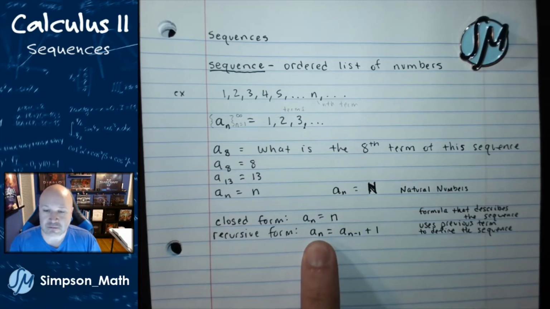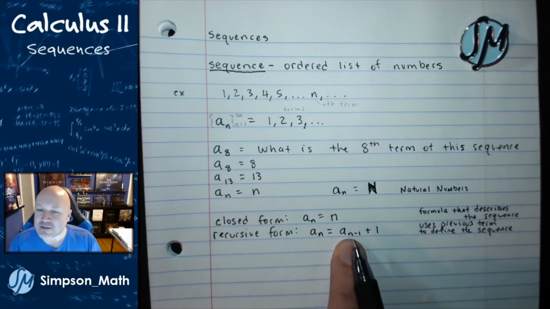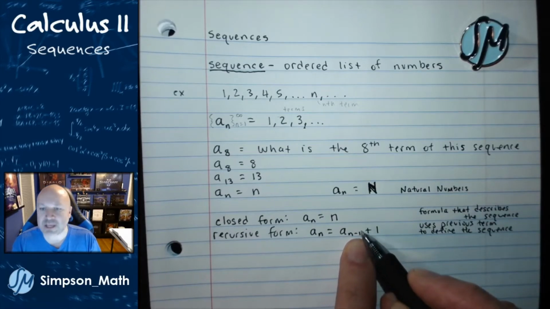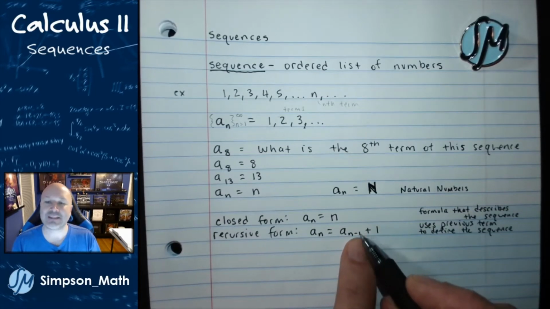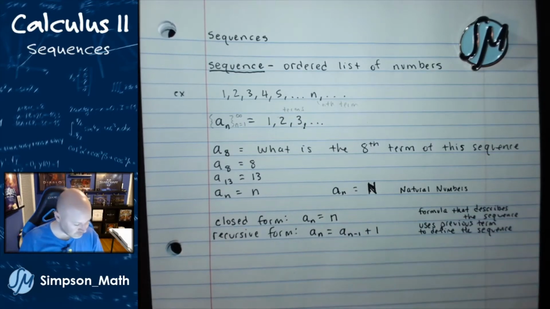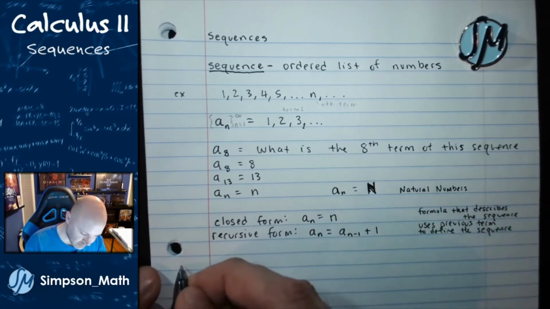A sub n, that's the nth term of the sequence. In this case, that's the name of the sequence. A sub n minus 1, well, this is saying the previous term, if I add 1 to it, that's going to give me the current one, the one I'm looking for. Recursive form, closed form. Let's do that again.